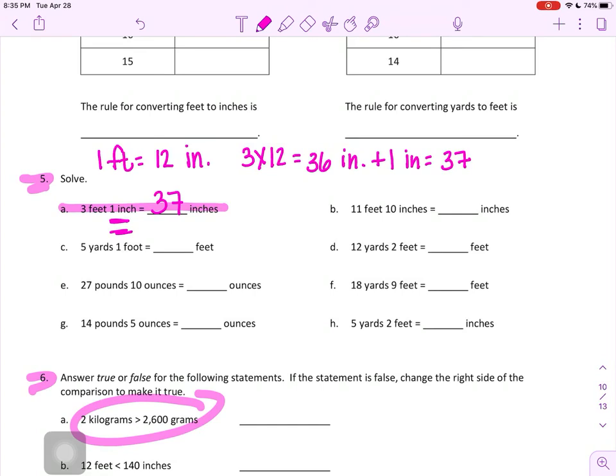So there's more thinking involved in this. You're going to have to convert and then also add on the extra foot or the extra ounces that they have. This will be a great topic for discussion on our Zoom. So give it your best shot, and then we will check in at Zoom at 2:30.